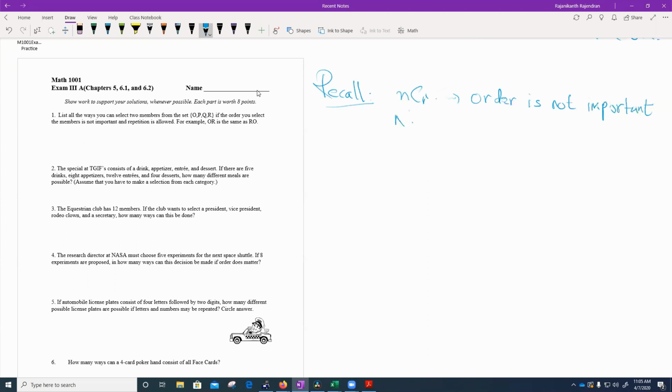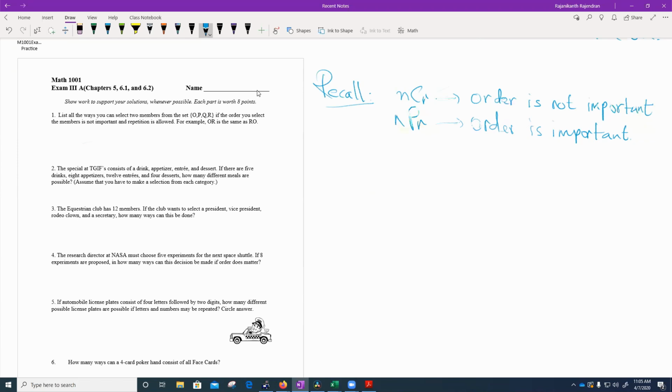Then we use the number of ways you could make an arrangement from n given objects, choosing r at a time, when order is important. Then you have to use the nPr formula, right? So these are basically coming from chapter 5. So here, list all the ways you could choose two members from the given 4-member set.